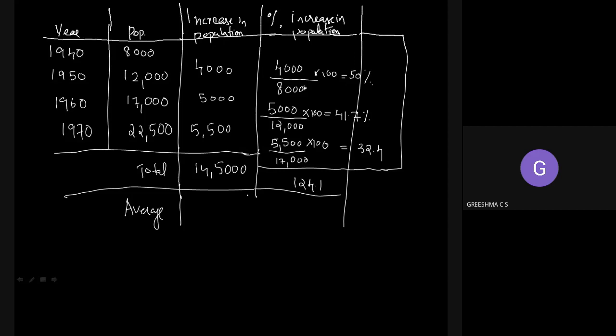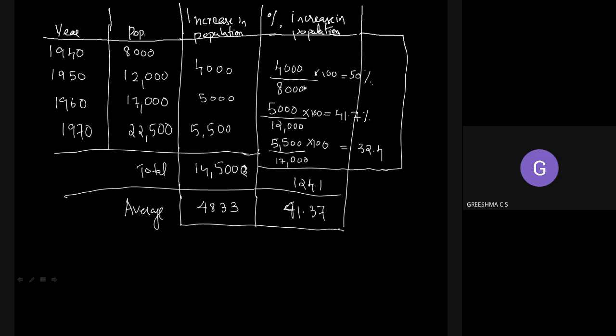This average we already know: 14,500 divided by 3 gives 4,833. Here 124.1 divided by 3 gives 41.37. So that is the average. The average value you have to take. Now the average value is also known to us.